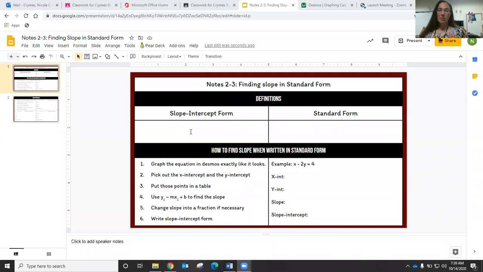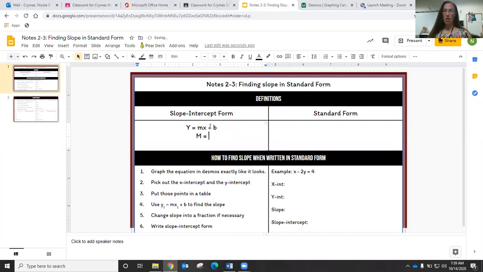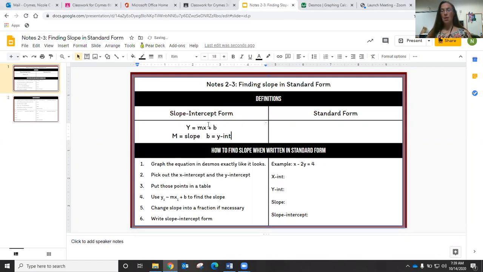So the first thing that we need to define is slope-intercept form and standard form, just so we know the difference. Slope-intercept form you guys are familiar with, y equals mx plus b. And we said this is where m equals slope and b equals the y-intercept. Standard form is when they give it to you where the x and the y are on the same side. So it's ax plus by equals c. And a, b, and c are all different constants.